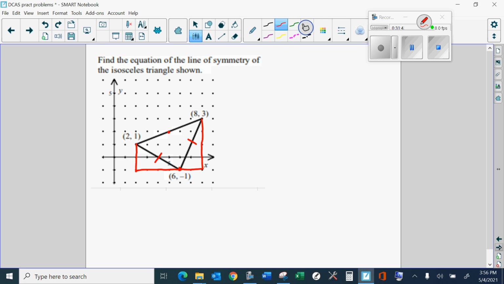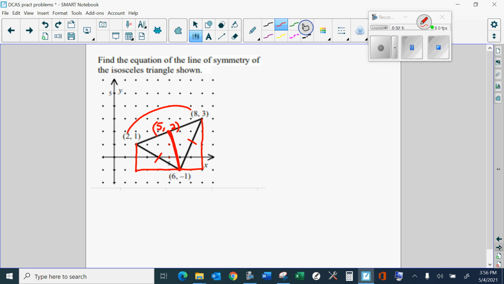So what is that midpoint? Okay. What's the midpoint? Midpoint formula. 2 plus 8 is 10, divided by 2 is 5. 3 plus 1 is 4, divided by 2 is 2. So this is 5, 2. That's it right there. So now I need the equation of that line right there. All these algebra skills.